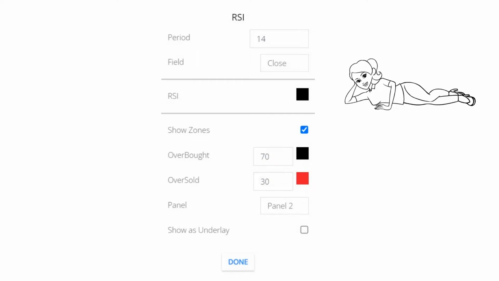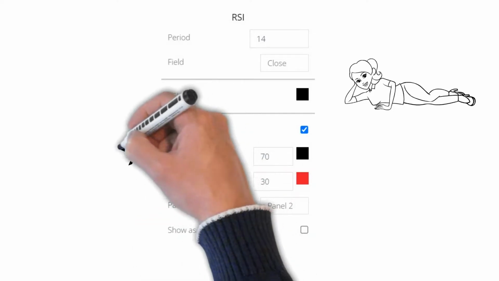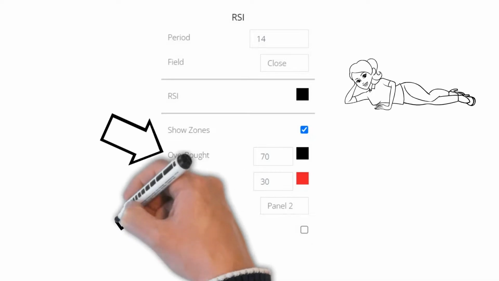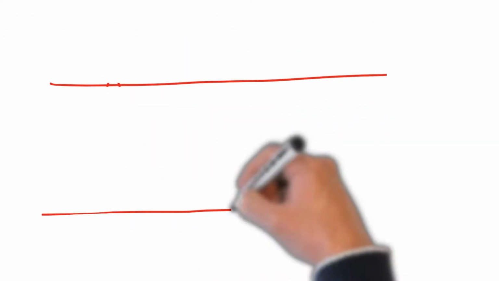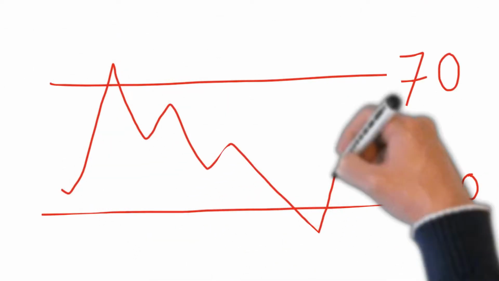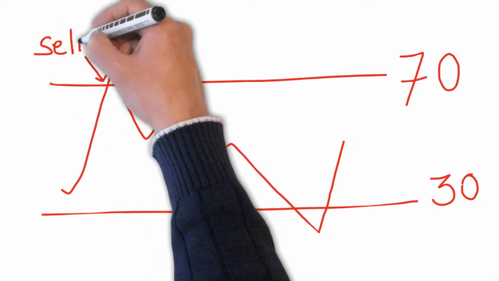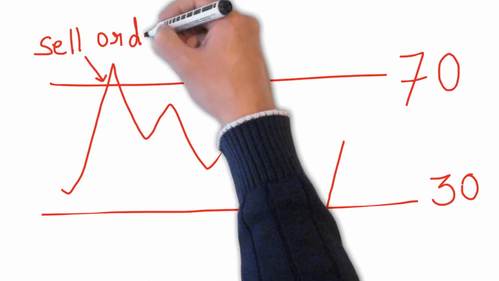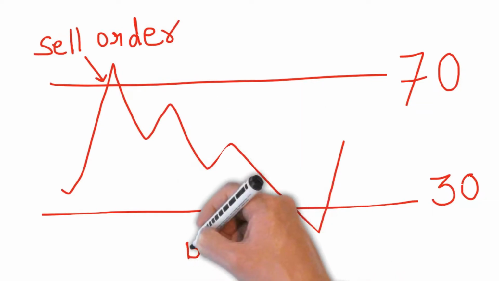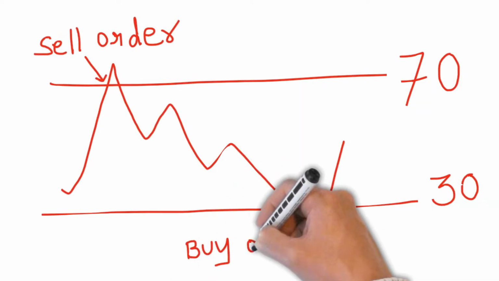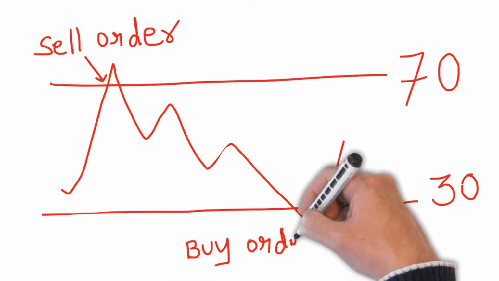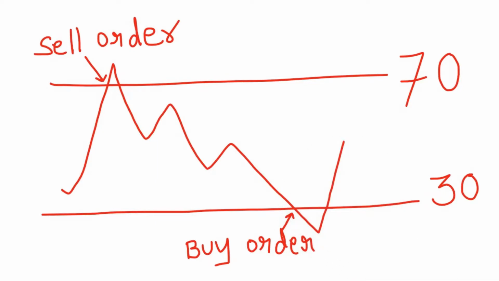RSI indicator indicates two statuses of a stock. One is overbought, another one is oversold. If the stock goes below 30, the stock is said to be oversold. If the stock goes above 70, the stock is said to be overbought. What will you do if the indicator is saying oversold? Can you place a buy order immediately? What will you do if the indicator is saying overbought? Can you place a sell order immediately? Definitely no. Then what can you do?